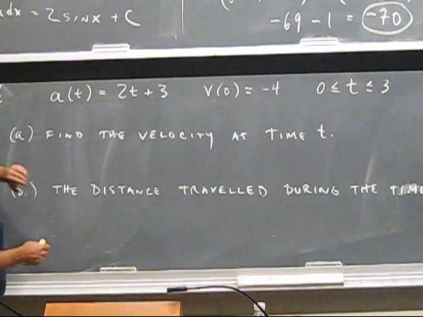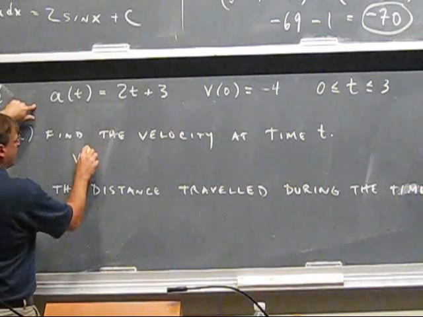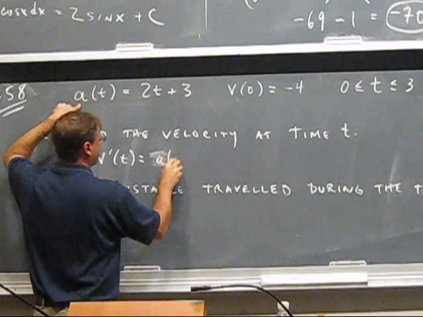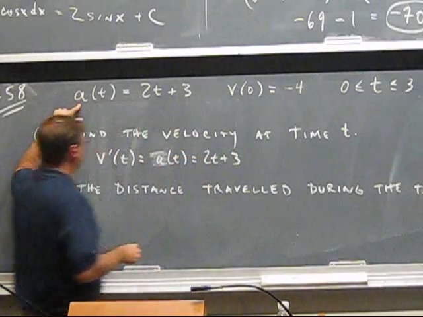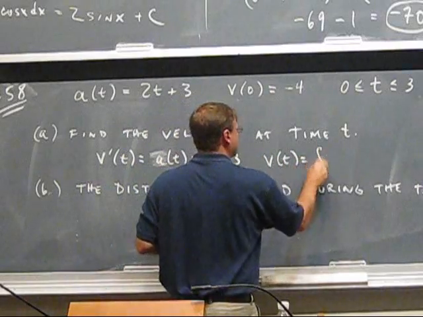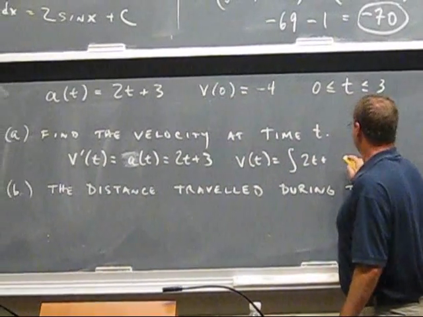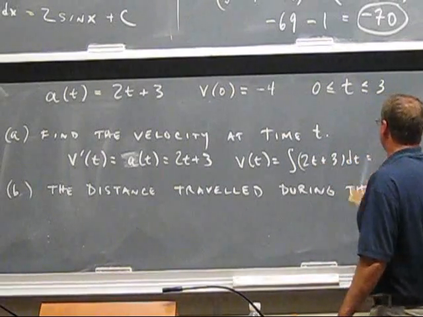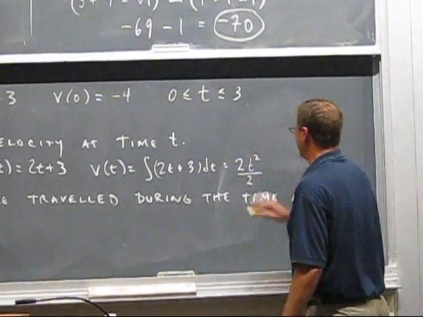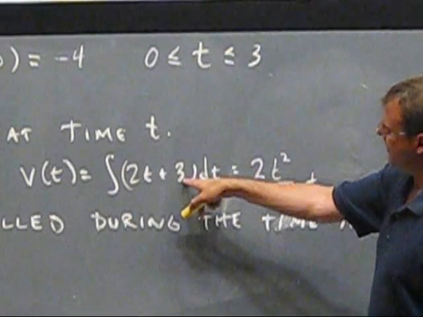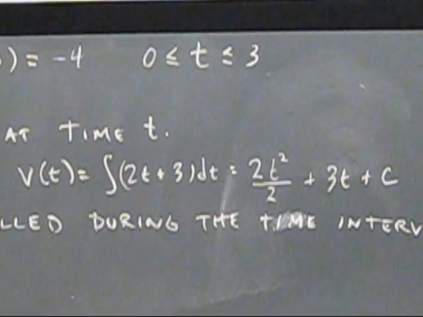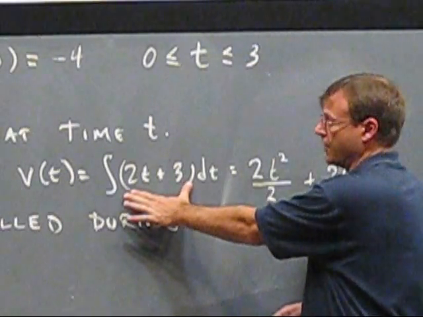So what we do to do part A is we start off with the fact that the derivative of the velocity is equal to the acceleration. So if I want to get the velocity, I need to take the antiderivative of this. So the velocity is equal to the antiderivative of t plus 2t plus 3, which is, if I add 1 to the exponent here, I get t squared, then divide by that. Then the antiderivative of 3 is 3t. And I have a constant left over because this is the indefinite integral.